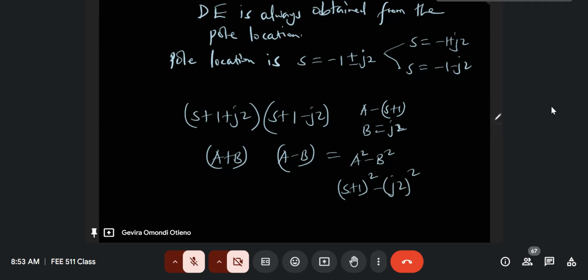So if I solve this, it is S squared plus 2S plus 1. Then J2, remember, if I square J, I get a negative. So that negative is going to make this negative a positive.